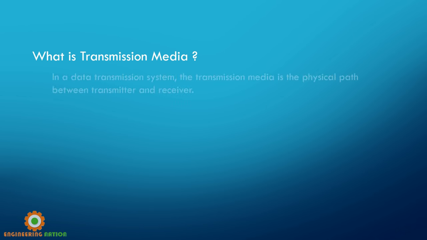So the first question is, what is transmission media? In a data transmission system, the transmission media is the physical path between transmitter and receiver. So transmission media is a path through which the data flows. Transmission media connects the sender and receiver, through which the data can flow between both of the entities. It is a physical path where data flows.